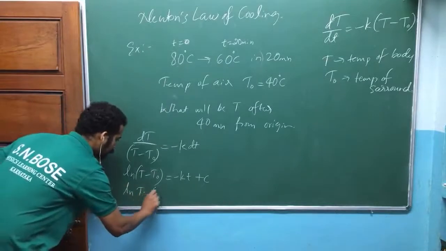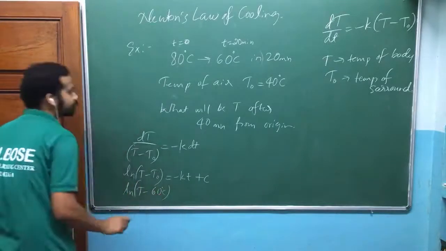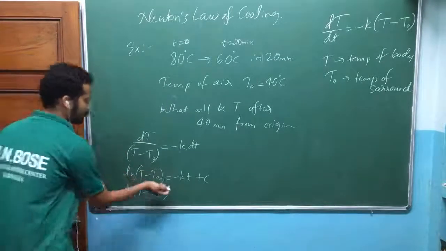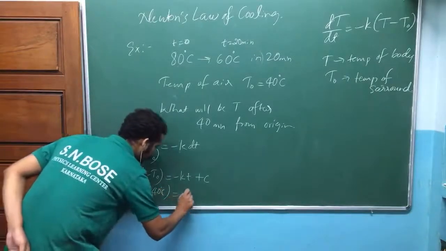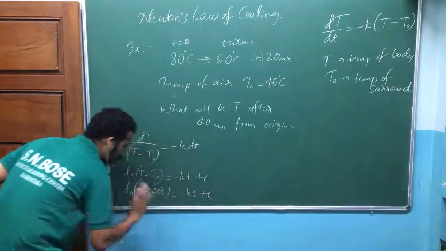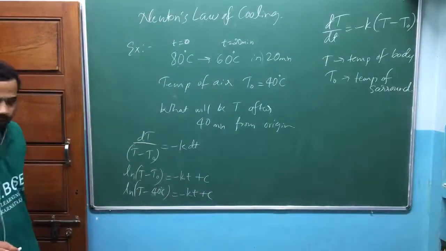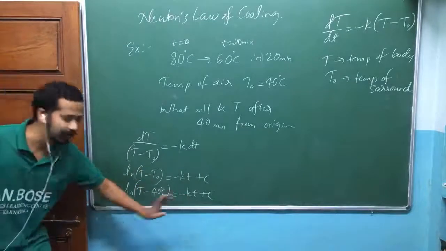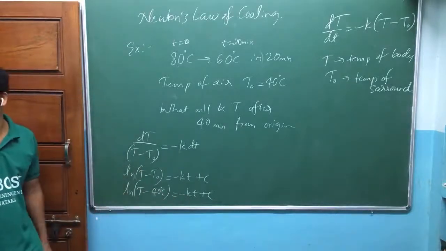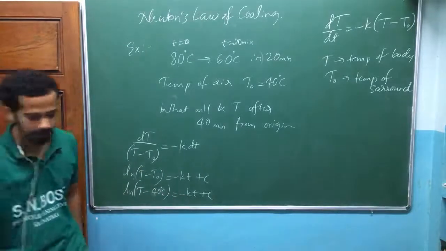So can I rewrite this one? Log of (T minus 40 degrees Celsius). Sorry, what is the surrounding temperature? 40 degrees Celsius. That's equal to minus kt plus C. What are the unknowns here? Unknowns are C as well as K. Two unknowns are there, isn't it? C as well as K.